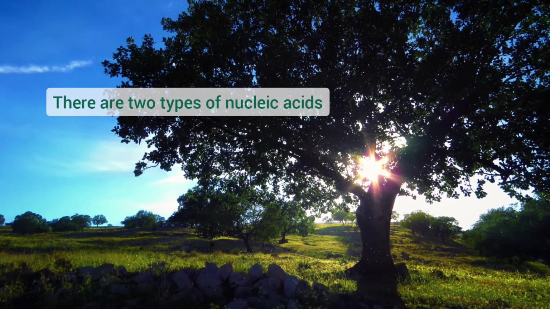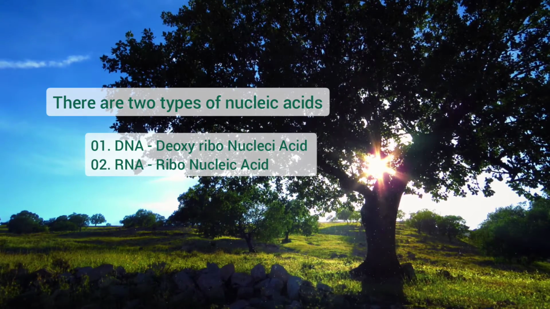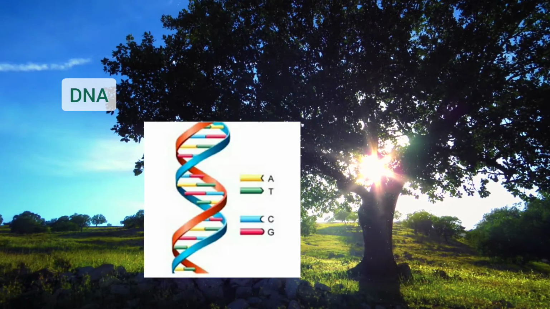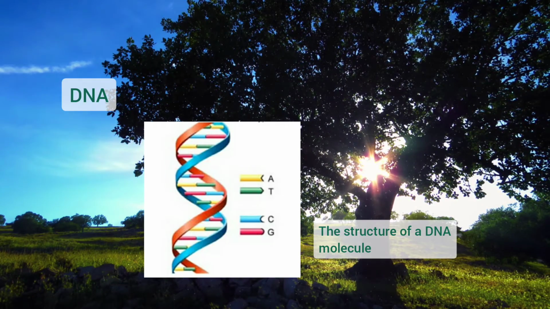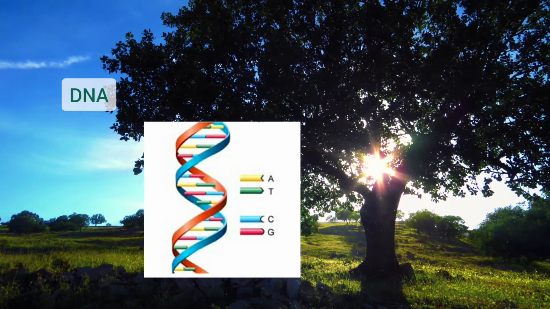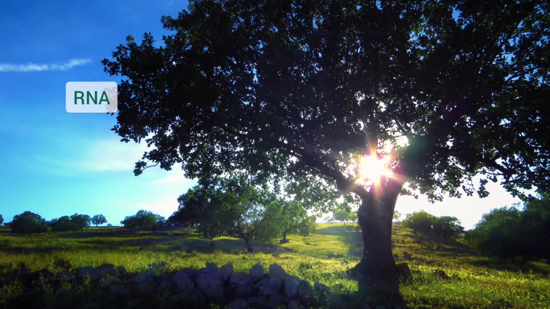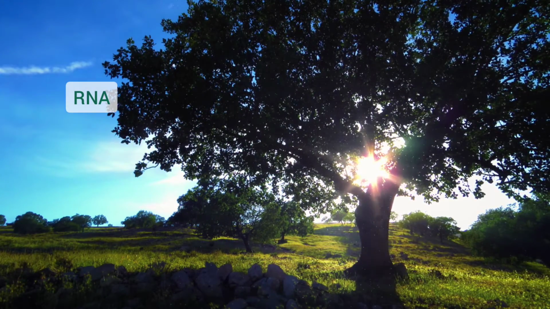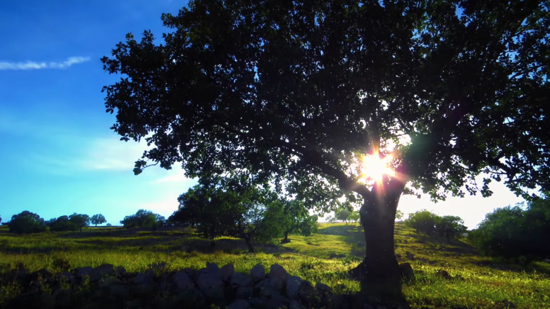There are 2 types of nucleic acids: DNA, deoxyribonucleic acid; RNA, ribonucleic acid. DNA. The structural unit of DNA is deoxyribonucleotide. DNA transfers genetic characteristics from generation to generation. RNA. Except DNA, the other nucleic acid present in organisms is RNA. The structural unit of RNA is ribonucleotide. Protein synthesis is the function of RNA.